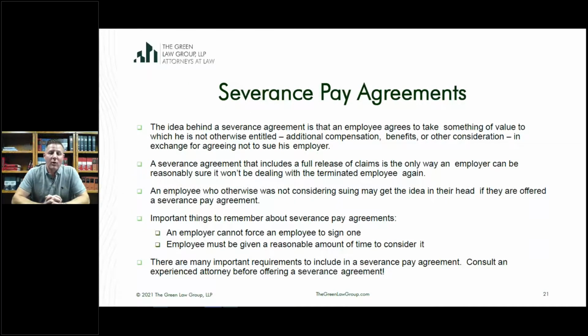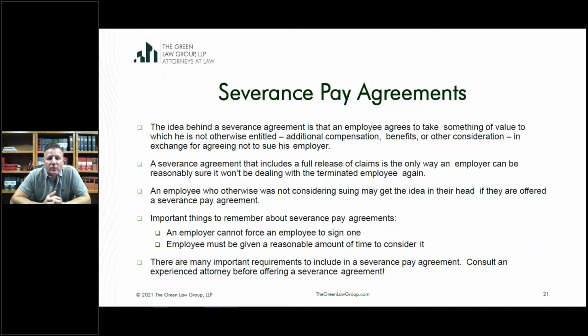Now, I'm being told that I'm going way over my time, so I'm going to rush through these last few slides. Severance agreements, again, we talked about it a little bit before. Severance agreements are not required. You do have to give some sort of consideration for a severance agreement. You have to offer something in exchange for them signing it. A severance agreement is just an agreement where the employee and the employer agree to waive claims in exchange for some amount of compensation.